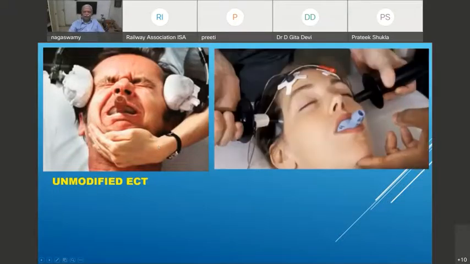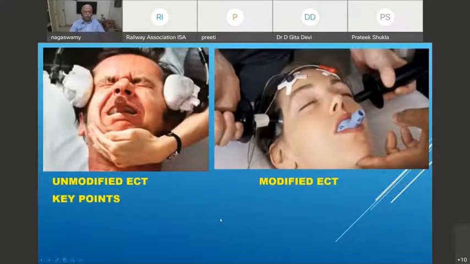On the contrary, is this modified or unmodified? Modified. So the patient is happily sleeping. The psychiatrist is holding the paddles, and you can see this is a different color, but the same type of bite block. Okay, so the same thing in a different color and more sophisticated.